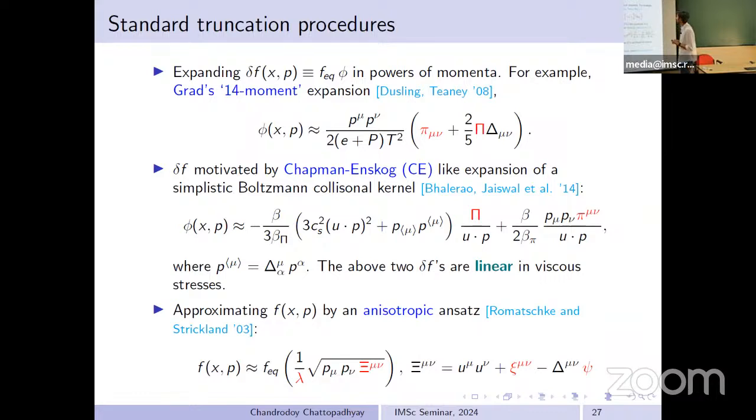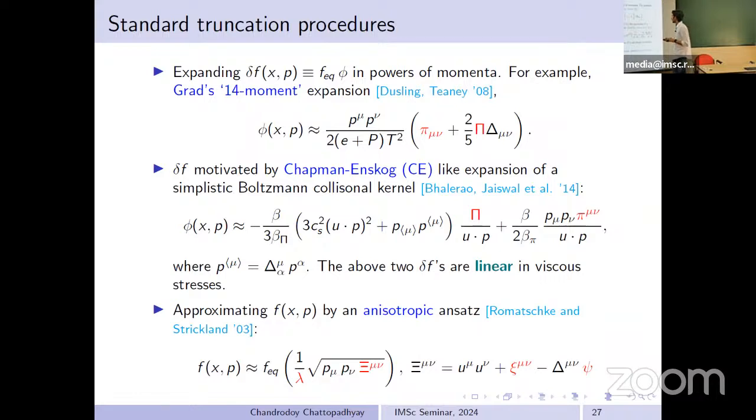For example, very popular is the Grad's 14 moment, which says that whatever non-equilibriumness we have, just expand it in powers of momentum. Now, this has a feature that for large momentum, this delta F can overwhelm the equilibrium part, and the total distribution function can even go negative. So we don't know, it doesn't seem like a good candidate that can work far from equilibrium.